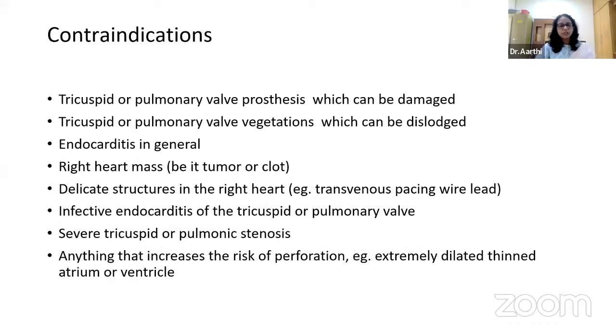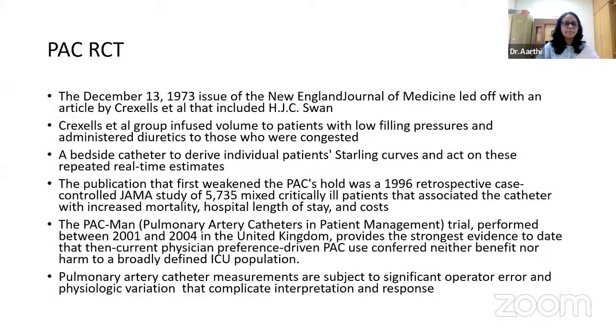So what are the contraindications for pulmonary artery catheters? Obviously, on the right side of the heart, where there is a tricuspid or pulmonary prosthesis or vegetations and endocarditis in general, or a mass in the right side of the heart, and delicate structures in the heart. For example, if the patient already has a transvenous pacing, and patients with severe tricuspid or pulmonary stenosis, and also an extremely thinned atrium or ventricle. These are all the contraindications wherein we are unable to use a pulmonary artery catheter.